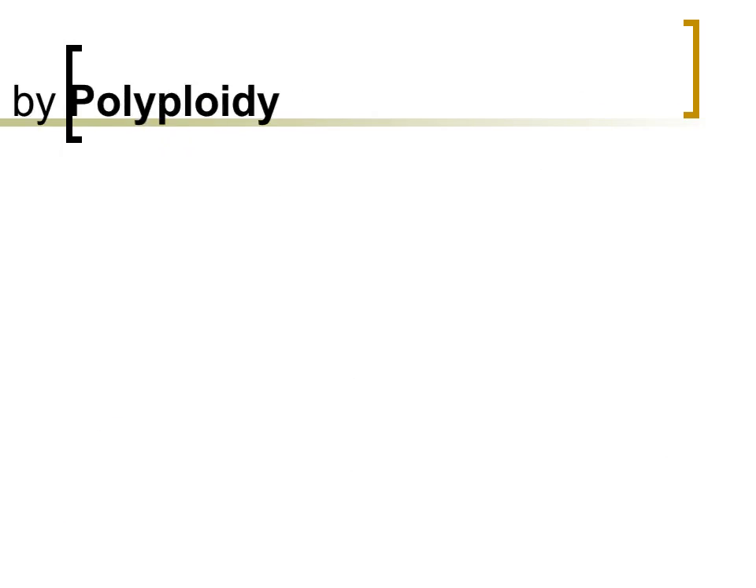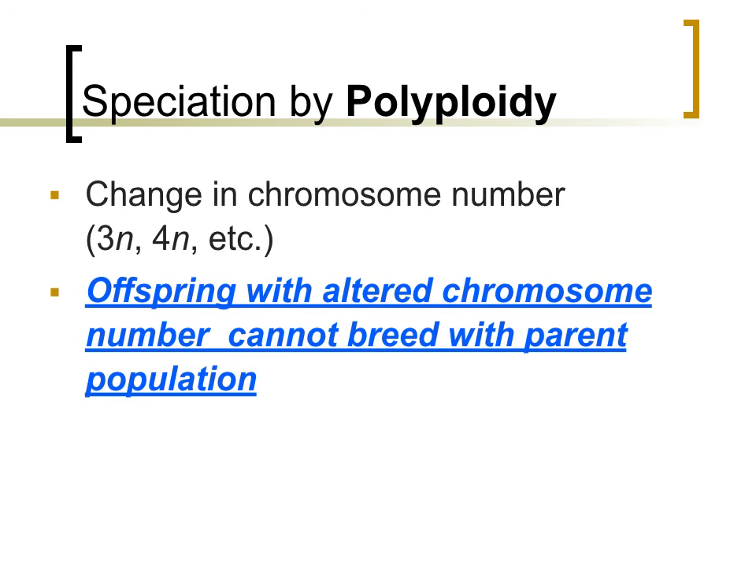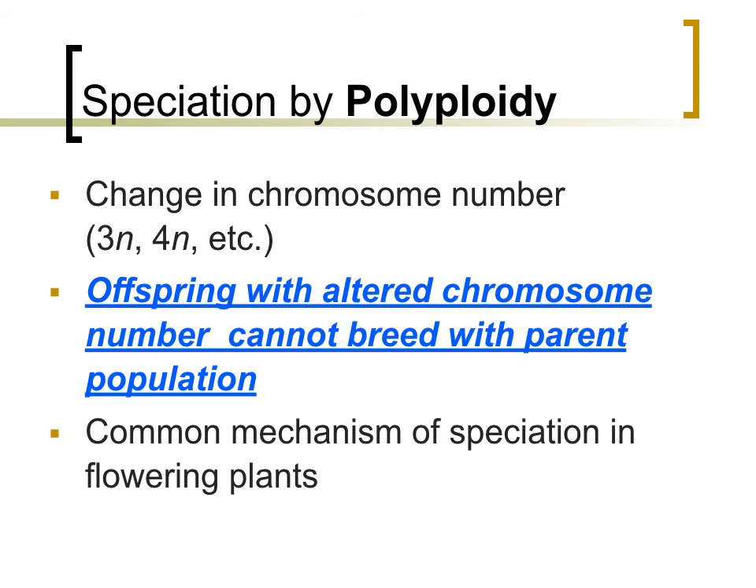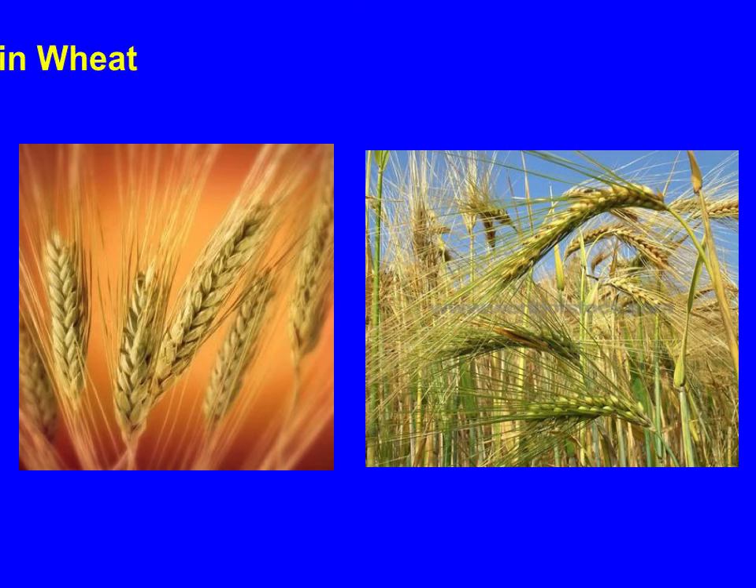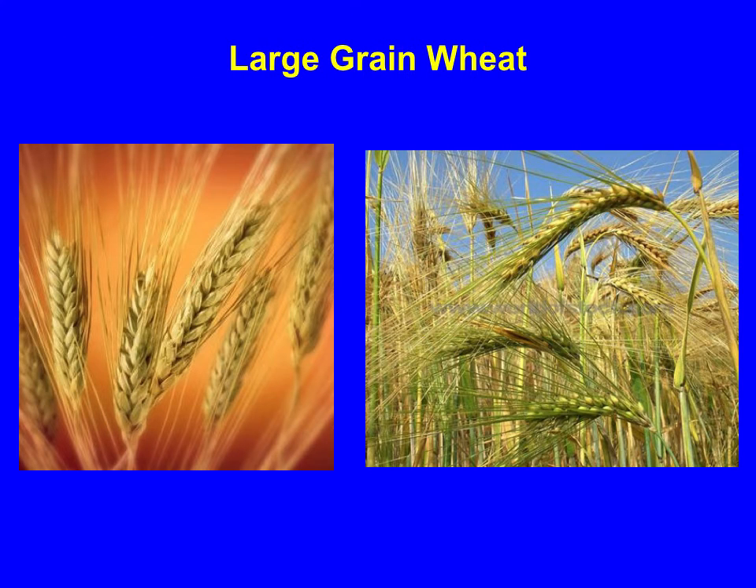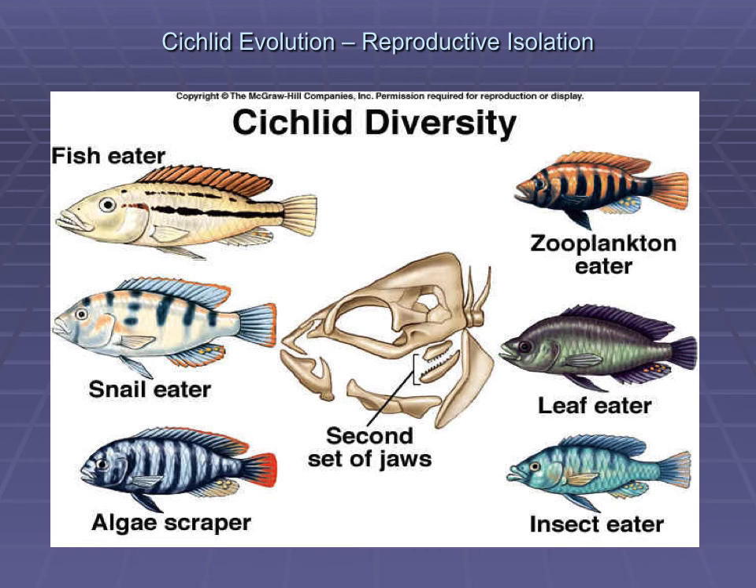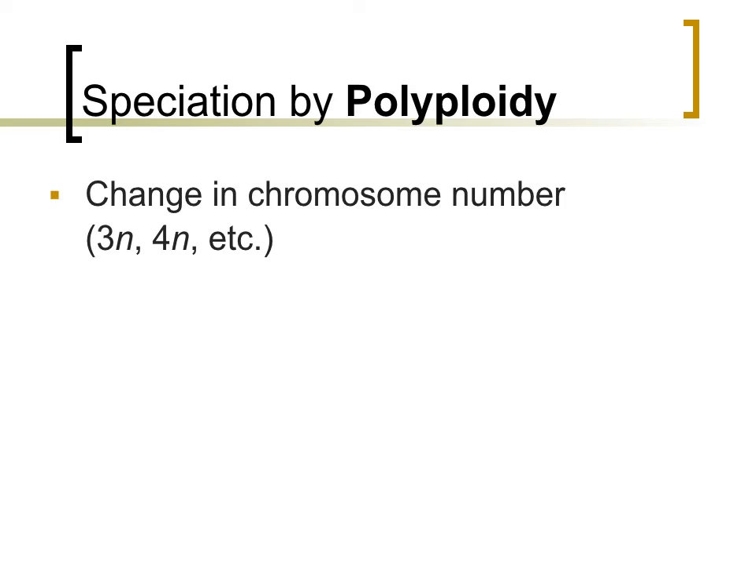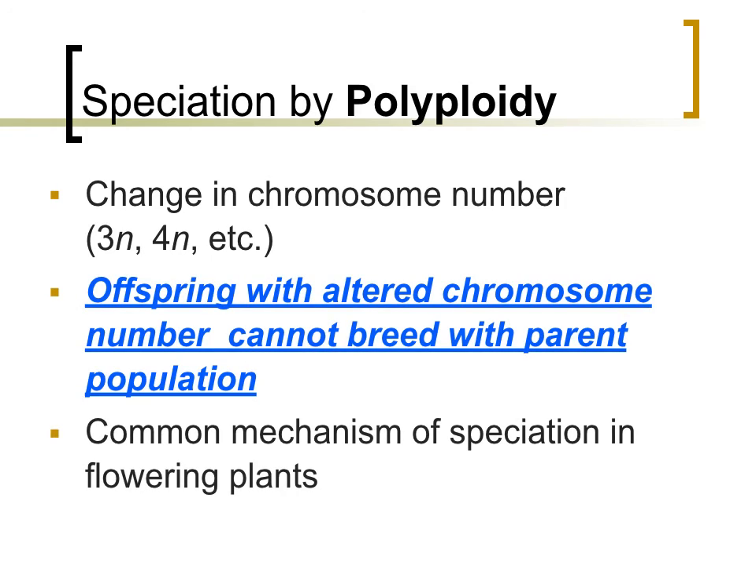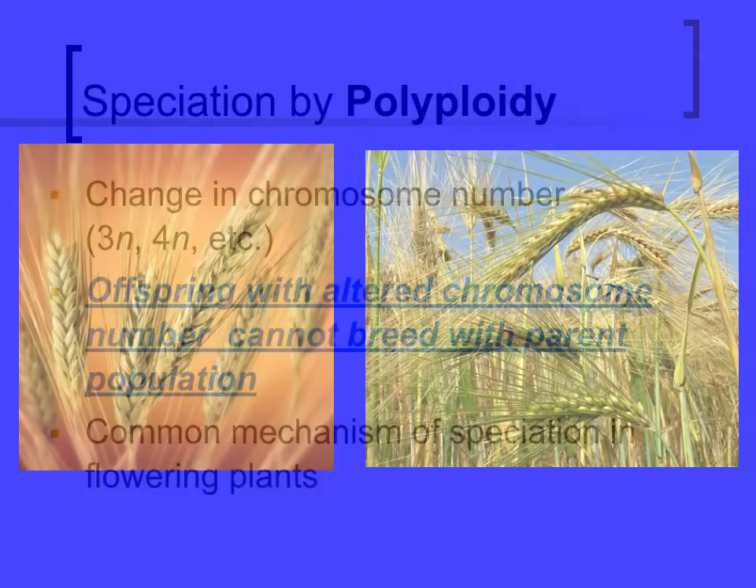All right. So plants change in chromosome number: polyploidy. It's very common in plants. So we see this large grain wheat right here. It's different polyploidy, meaning that instead of 2n, it's 3n or 4n. Okay, so that 3n and 4n is very important.